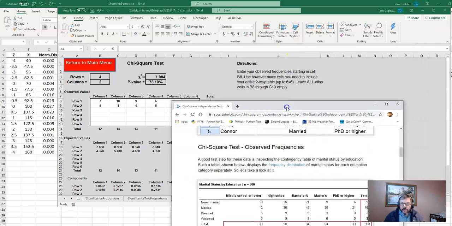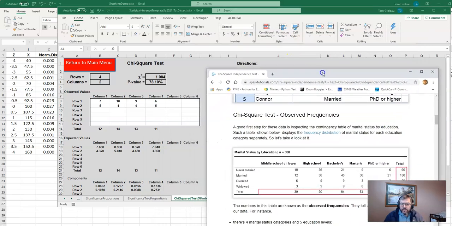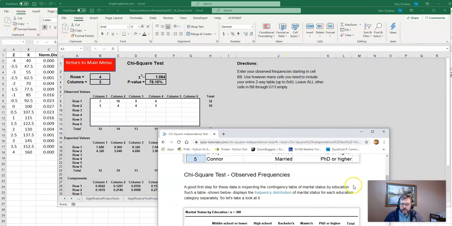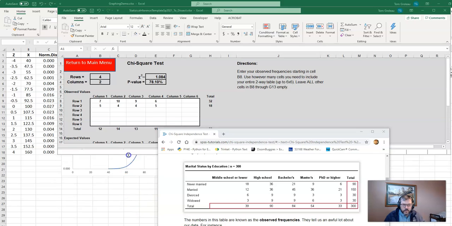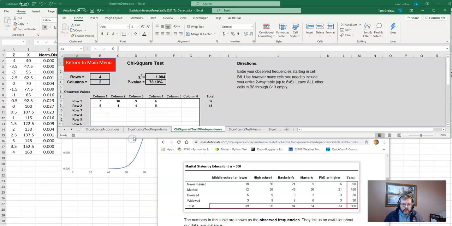So I've got to get these. Well, if I do it this way, there, and do that. I got to get these values typed into here. So I've got 18, 36, 21, 9, 6. This is getting boring, so I'm going to pause the video while I fill the rest of these in.